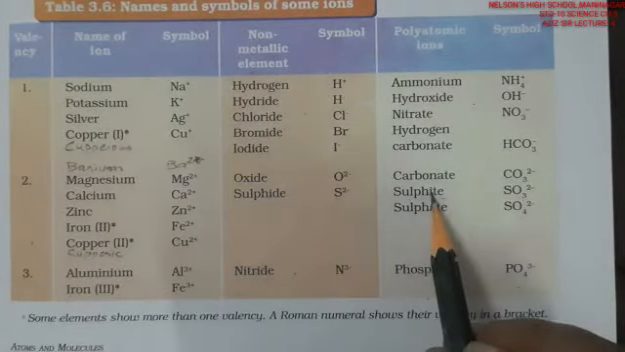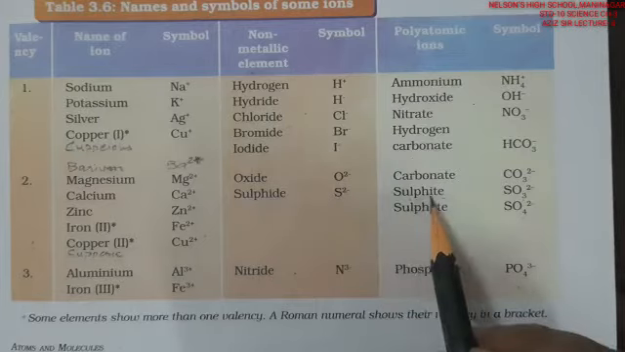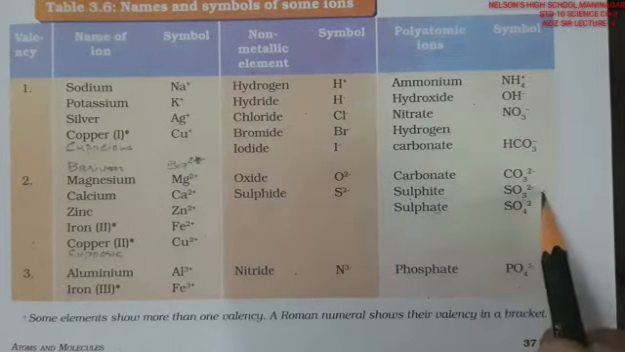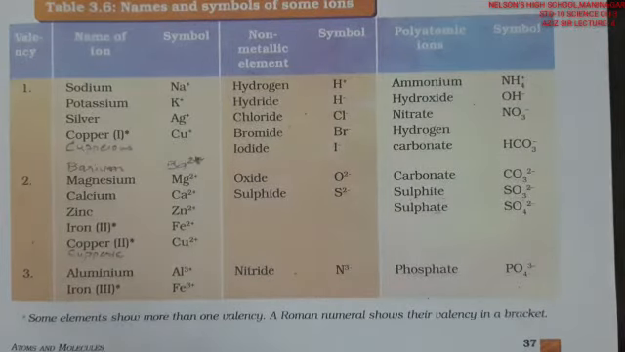Sulfide, sulfite, and sulfate. Sulfide is only sulfur, sulfite is SO3 2-, and sulfate is SO4 2-. So they are all sulfur products only. And phosphate is PO4 3-.